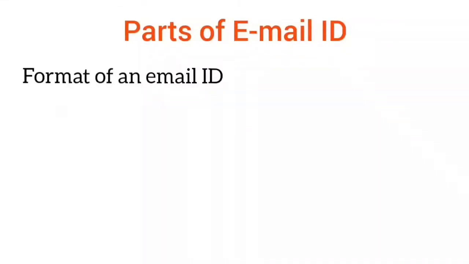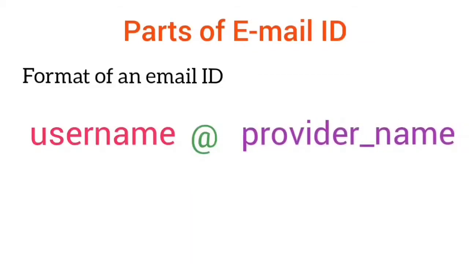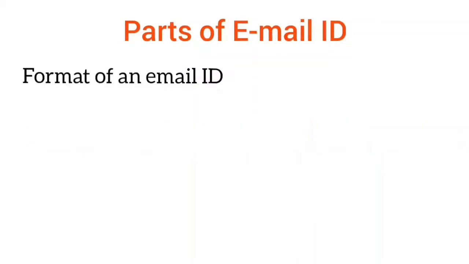Every email ID starts with a username, followed by the @ symbol, followed by the provider name. Here, the username is the name set by the user for accessing his email. @ is common for all email IDs. And the provider name gives us information about his email service provider.